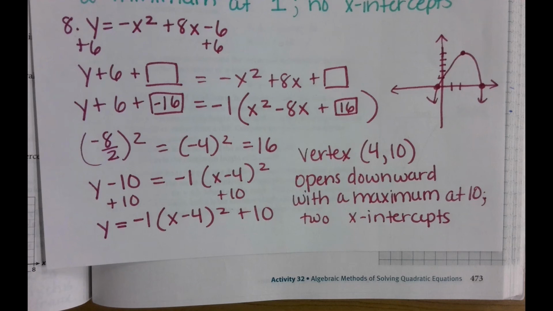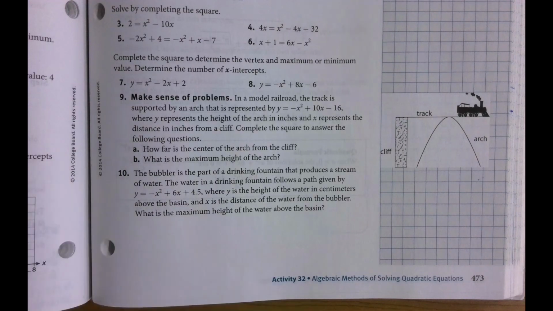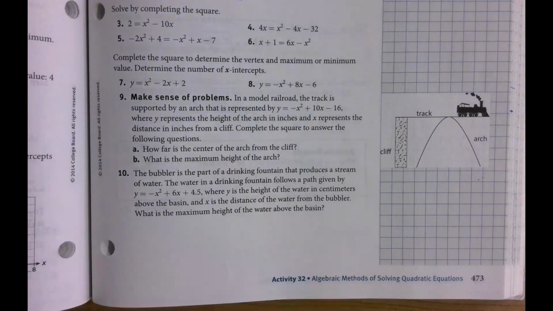All right, going back to the book, number 9. In a model railroad, the track is supported by an arch where y represents the height of the arch in inches and x represents the distance in inches from a cliff. Complete the square to answer the following questions. How far is the center of the arch from the cliff? We want that same information we were just getting, so by doing the vertex form.